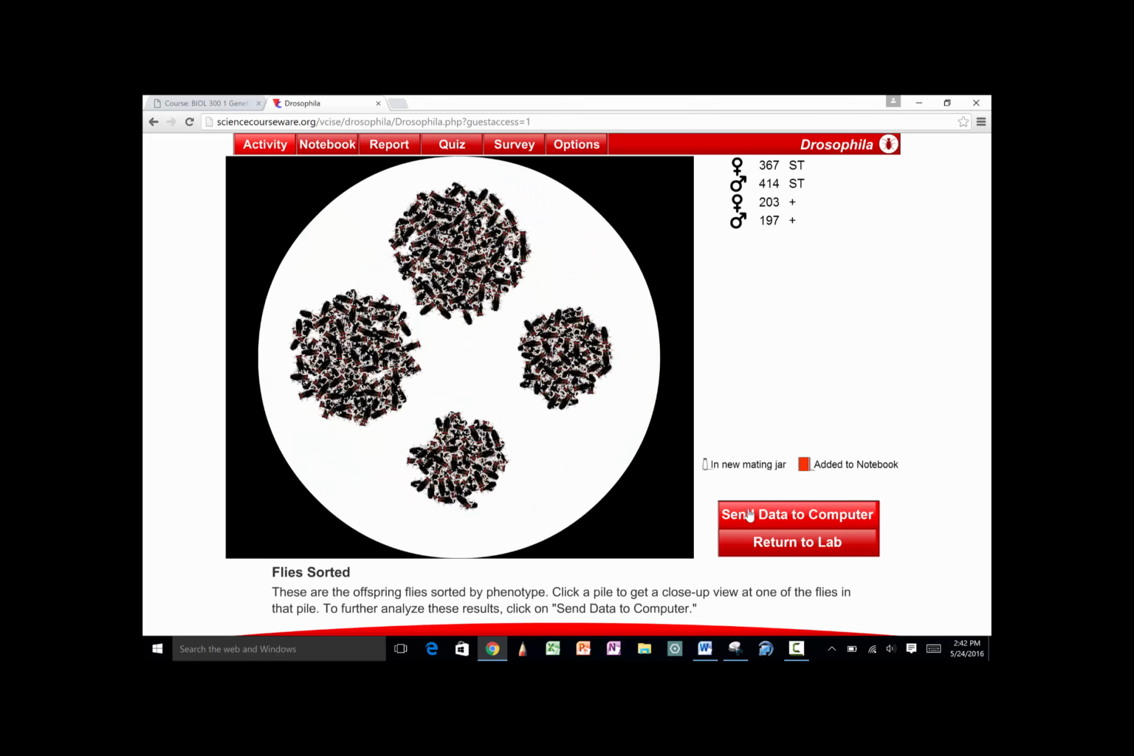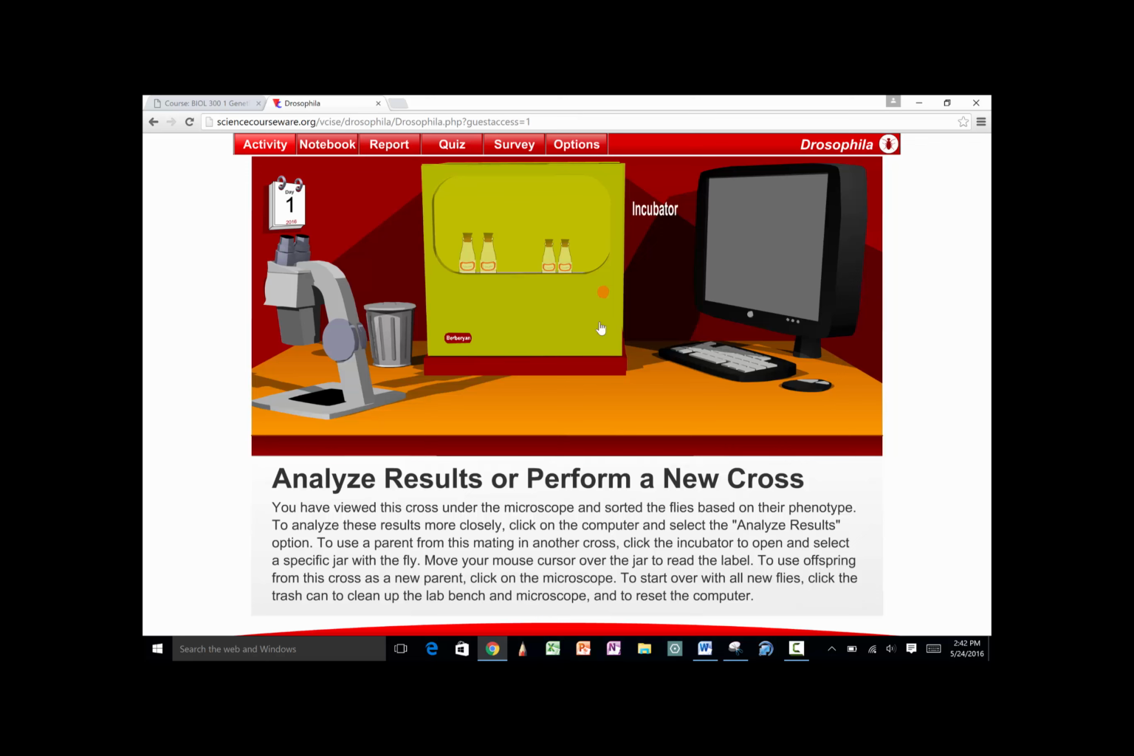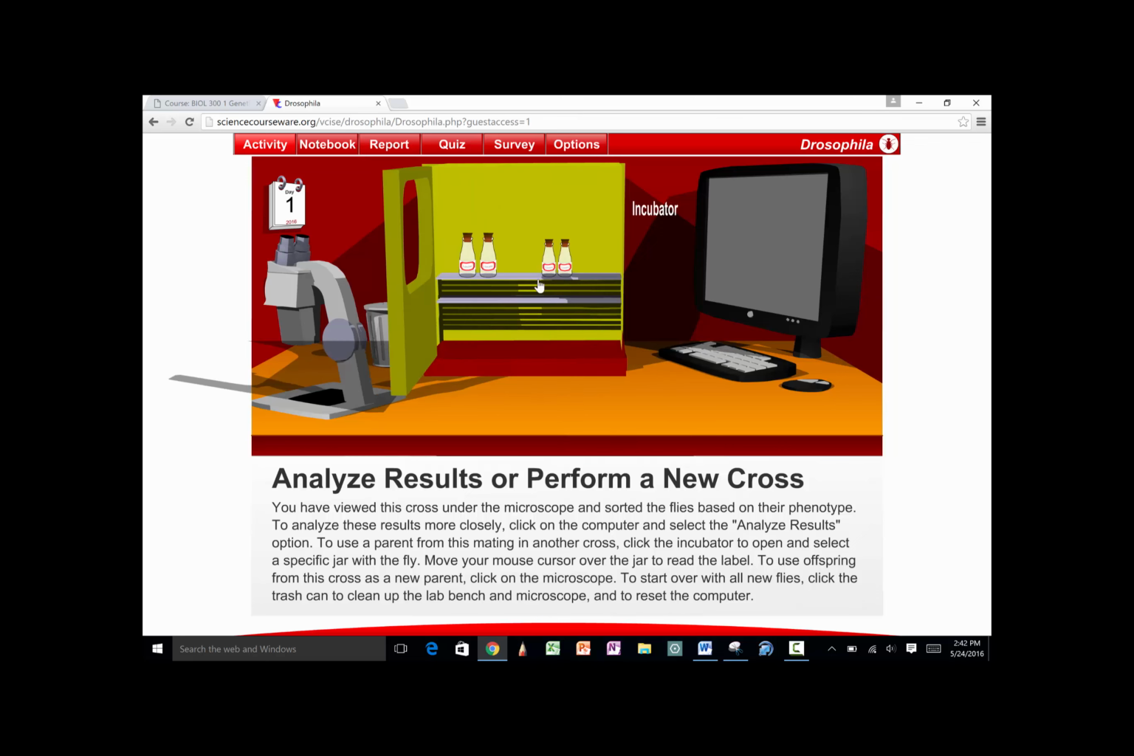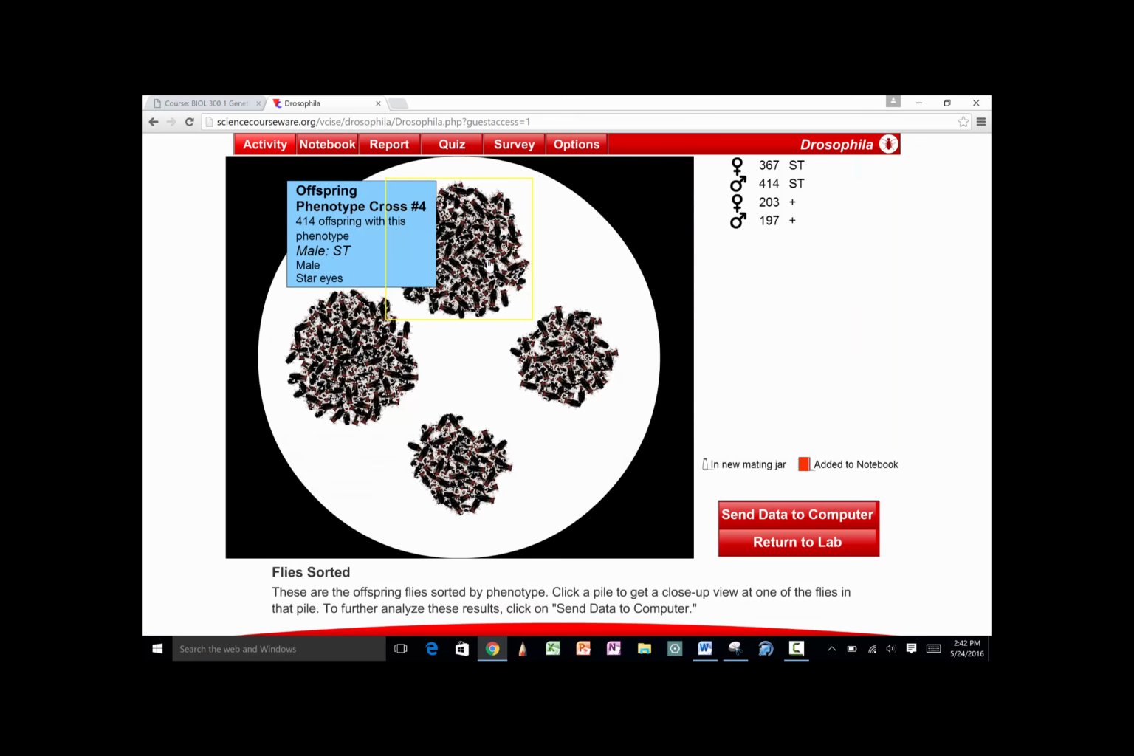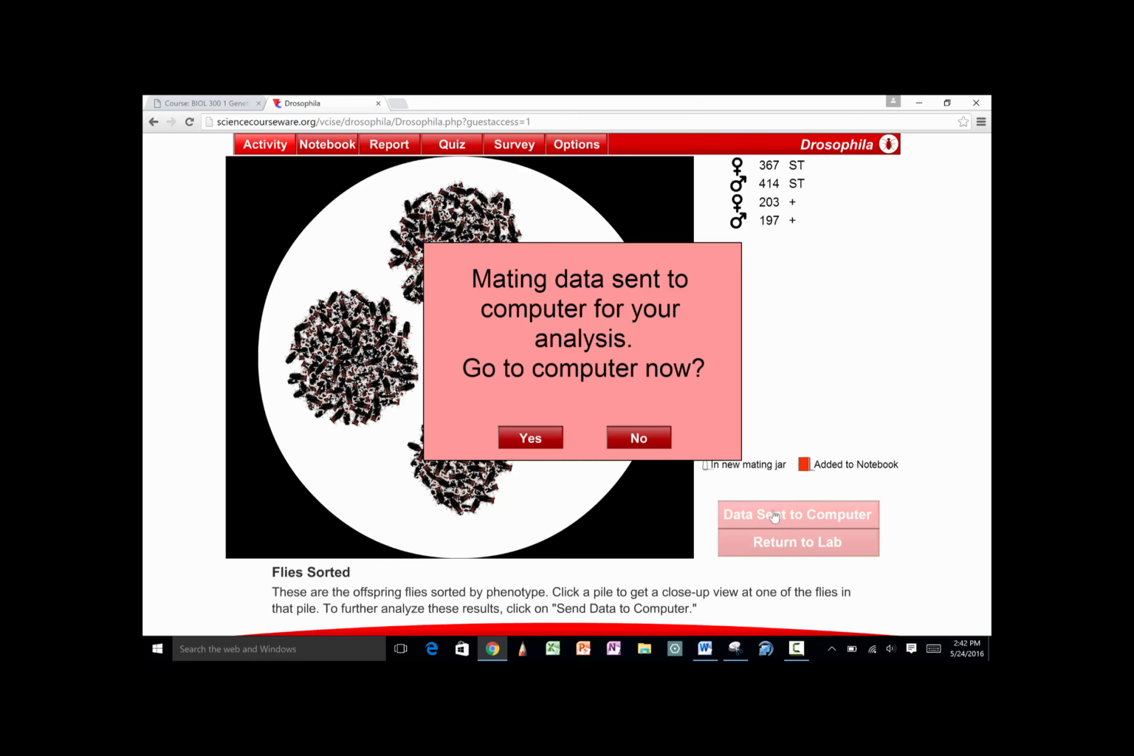Sort them. Return to the lab. Oh, I didn't want to return to the lab. Hopefully the same guys are in there. We want to send the data to the computer.